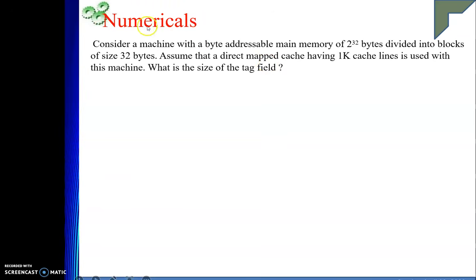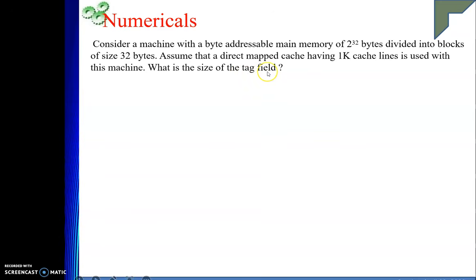The numerical says: consider a machine with a byte addressable main memory of 2 to the power 32 bytes divided into blocks of size 32 bytes. That means in your main memory this many bytes are there and they are divided into blocks of size 32 bytes. Assume that a direct mapped cache having 1k cache lines. That means in my direct map cache we have got 1k number of blocks, and the size of blocks will be the same both in main as well as in the cache memory.